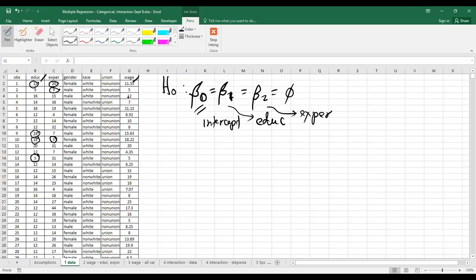So where we would like to determine, meron bang relationship si wage dito kay education at saka kay experience? Meron ba? Is there a significant relationship between them? If there's a relationship between them, is the relationship positive or negative? If it's significant, no? So, i-regress muna natin yan.